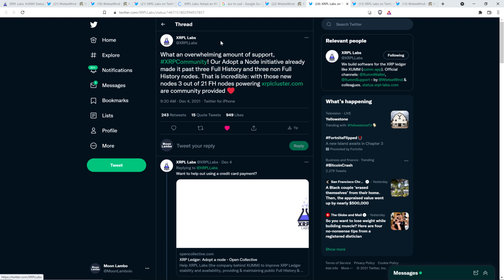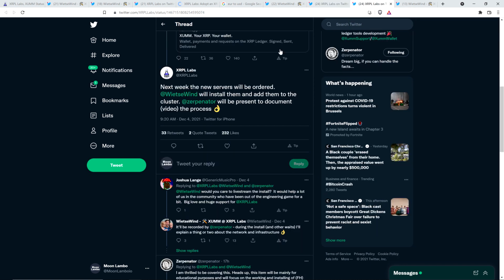Here's a tweet from XRPL Labs on the 4th, actually, from their official Twitter account. "What an overwhelming amount of support, XRP community. Our Adopt a Node initiative already made it past three full history and three non-full history nodes. This is incredible. With those new nodes, three out of 21 full history nodes powering xrplcluster.com are community provided." Well, how about that? I thought this was just the Ripple project, some sort of centralized thing. What's going on here? What's going on with this whole community thing jumping in?